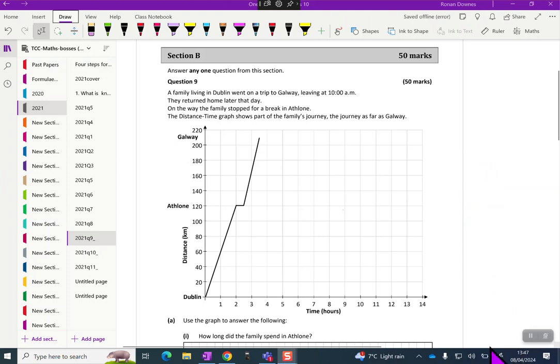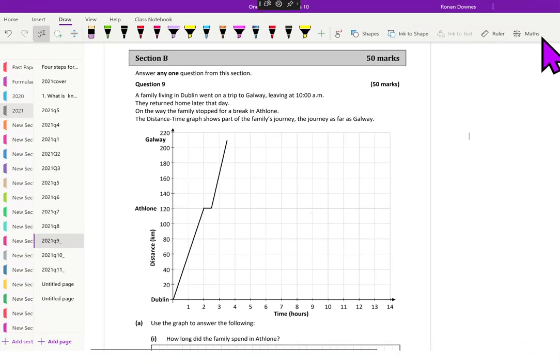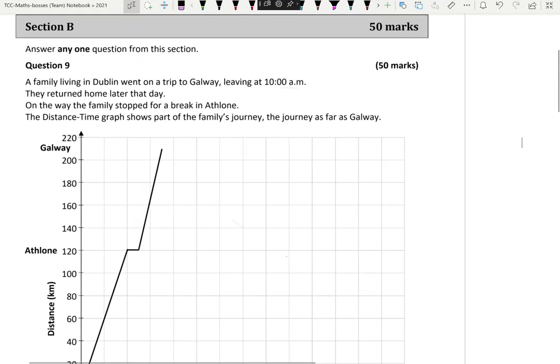Okay, welcome back, students. So we're on question 9 from the 2021 paper, and on Year Green book, that's page 52. Okay, so we'll read the question first to get an idea, gist of what's going on, and see do we understand what we're being asked and what information we have.